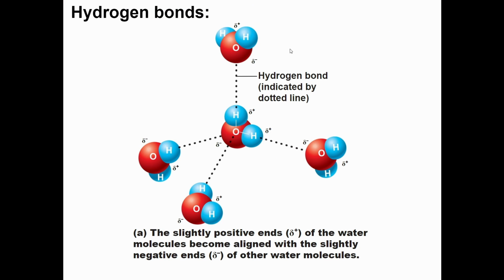So here between hydrogen and oxygen, this would be a covalent bond. Here between the oxygen of one molecule and the hydrogen of another molecule, this is a hydrogen bond. And notice it's between the electronegative side and the electropositive side of a water molecule.